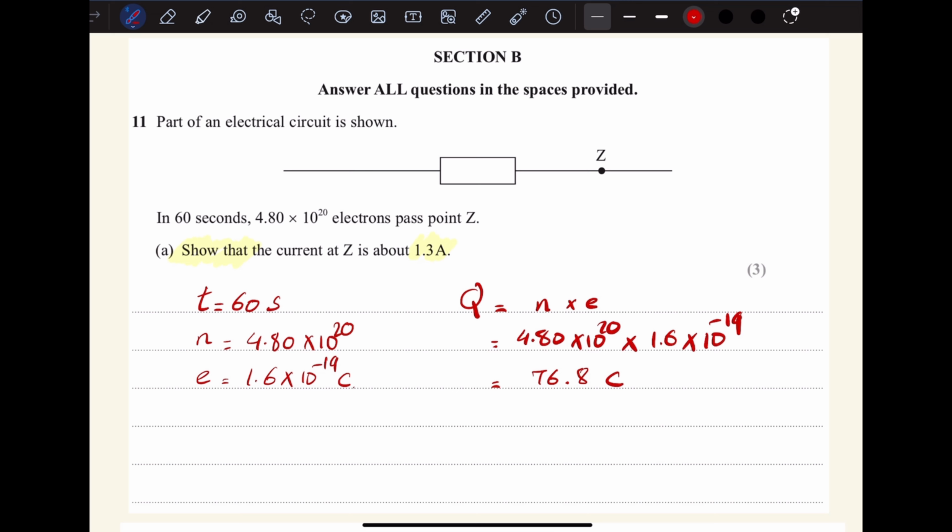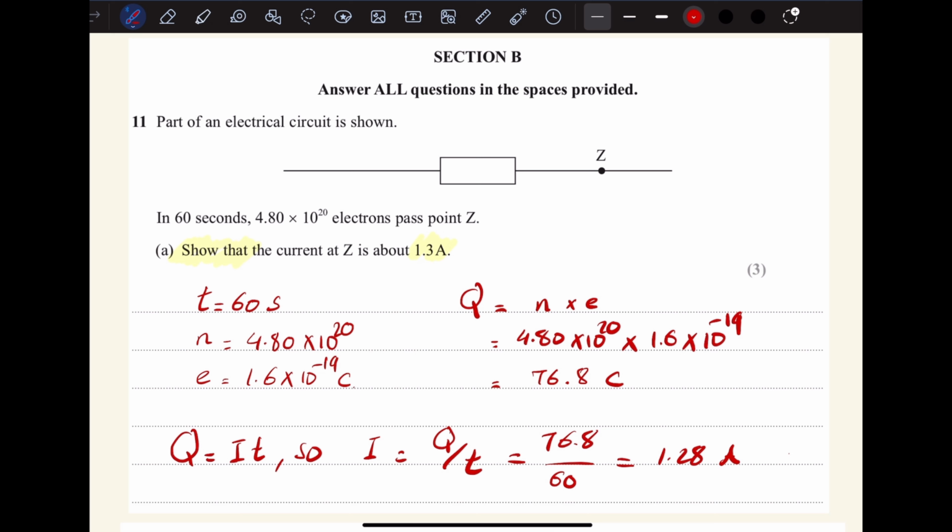Definitely you can use the calculator. So there is one equation linking the time, the quantity and the current, which is Q equals I T. So the electric current equals Q divided by T. 76.8 divided by the time taken, which is 60 seconds. So the correct answer is 1.28 ampere.